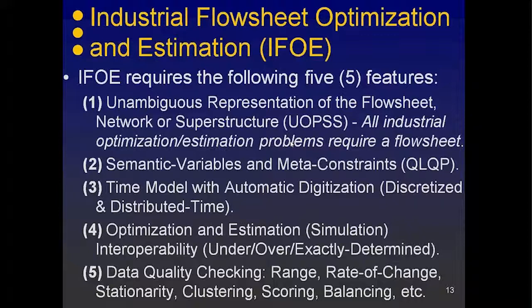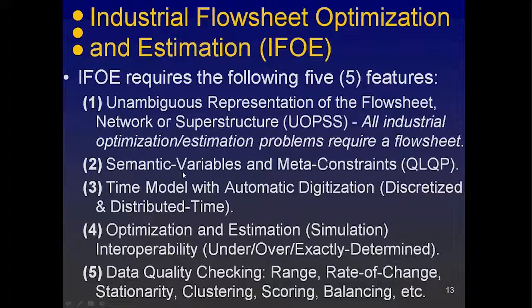So IMPL can be used for batch process industry or continuous process industry because we have a unique way of managing essentially the complexity of these types of problems. The second thing you need, we've taken this name from John Hooker at Carnegie Mellon. We basically talk about the quantity, logic, and quality phenomenon as semantic variables and meta constraints.